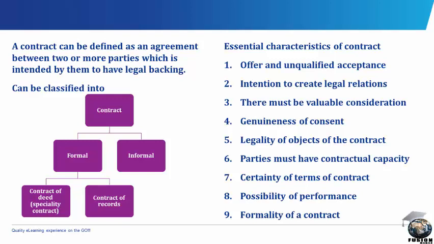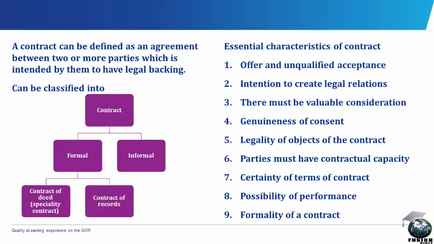Genuineness of consent. Here, the consent of the parties involved in a contractual agreement must be genuine. Agreement of the parties to a contract must not be obtained under duress, undue influence, misrepresentation, or mistake. When a party has entered into a contract as a result of mistake, the contract can be voided if it is one of fact and not of law, or the mistake is so fundamental as to negate the agreement. A mistake can be operative or inoperative.